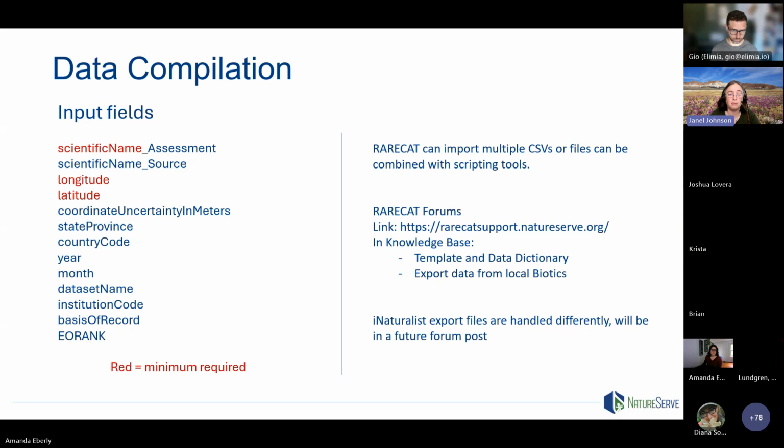RARECAT can import multiple CSVs with different column headers. You can also use external scripting tools to combine files from different sources. In the RARECAT forums and knowledge base, you can find an upload template with a data dictionary and instructions for exporting data from your local biotics. iNaturalist imports are handled slightly different during upload, and that will be the topic of a future forum post.